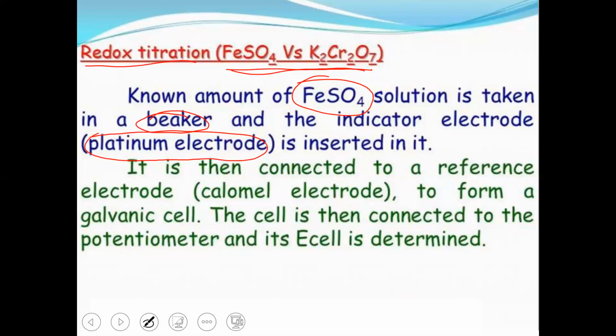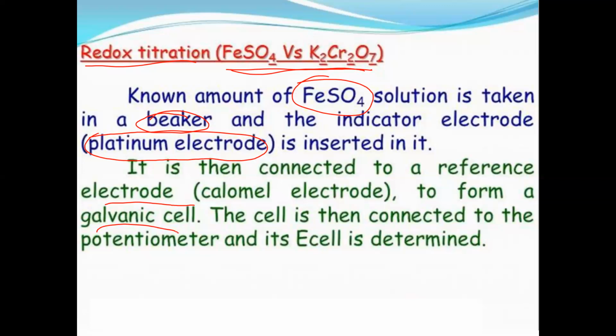It is then connected to the reference electrode. The calomel electrode acts as the reference electrode to form a galvanic cell. These two electrodes are connected to the potentiometer, and then the cell EMF is determined. In the same experiment, the potassium dichromate is present in the burette.